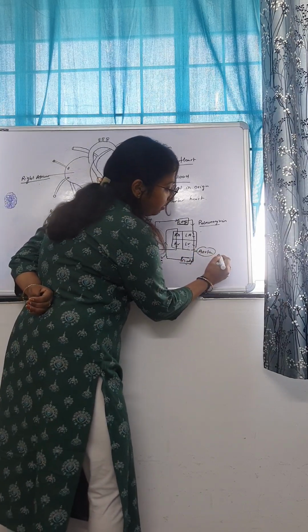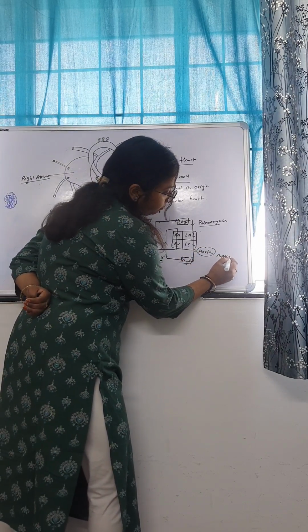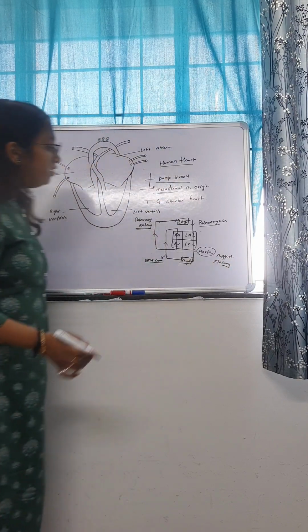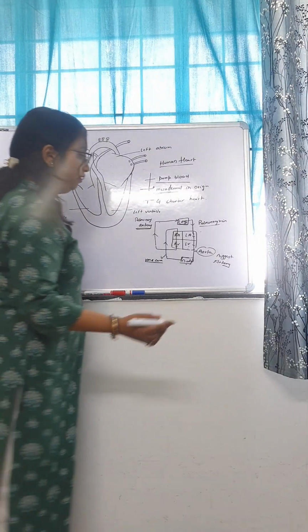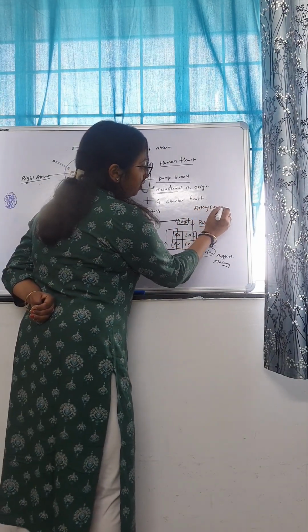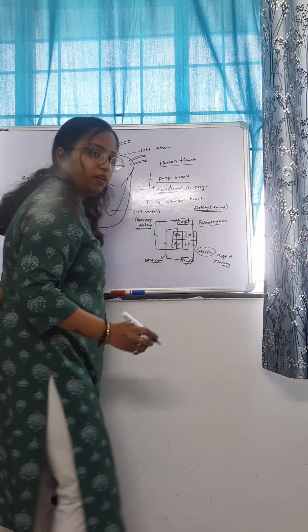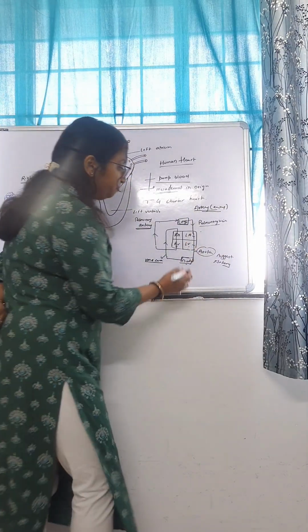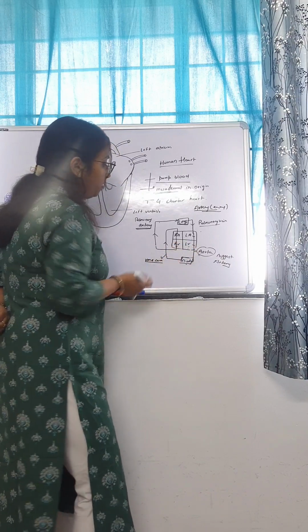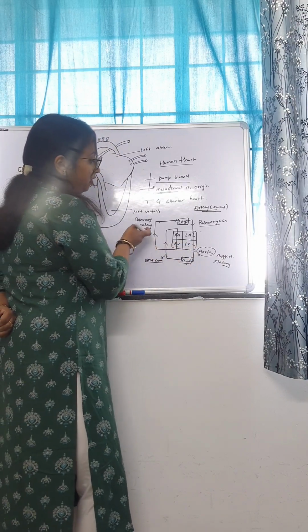Correct? Just remember one thing about arteries. Aorta is the biggest artery. Arteries always carry blood away from the heart. That is A for artery, and A means away. It always carries blood away from the heart. This one is the aorta, it carries blood away from the heart. This one is the pulmonary artery, it also carries blood away from the heart.